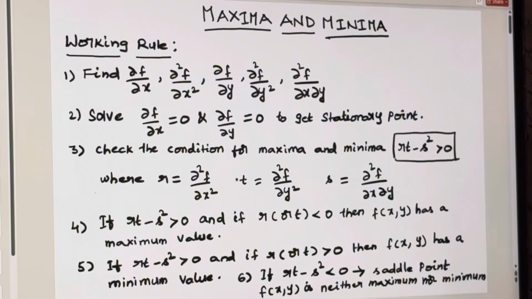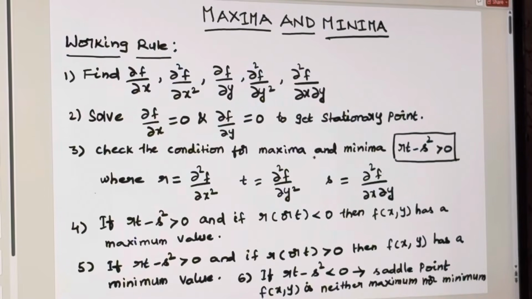Now what is the condition given for maxima and minima? RT minus S square का value हमेशा greater than 0 आना चाहिए. What is R here? R is nothing but dou square F upon dou X square. T is nothing but dou square F upon dou Y square. And S is nothing but dou square F upon dou X dou Y. Okay? Now, what is the condition for maxima minima? This particular step is very important.